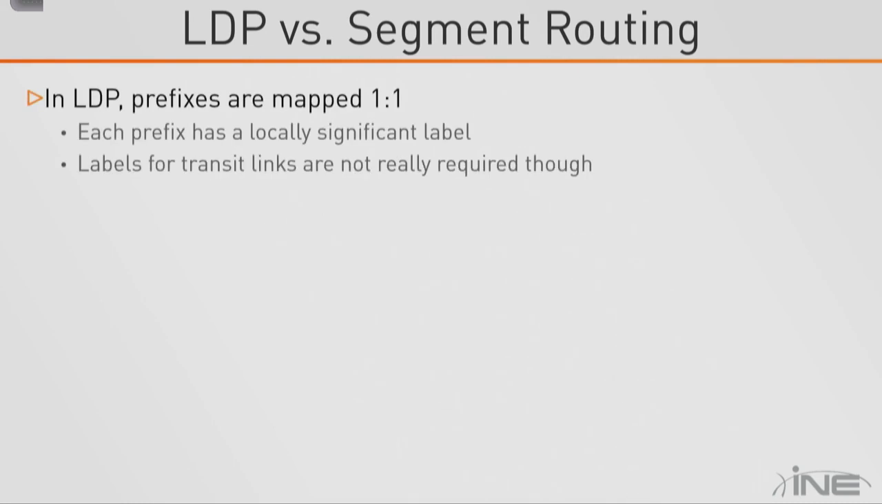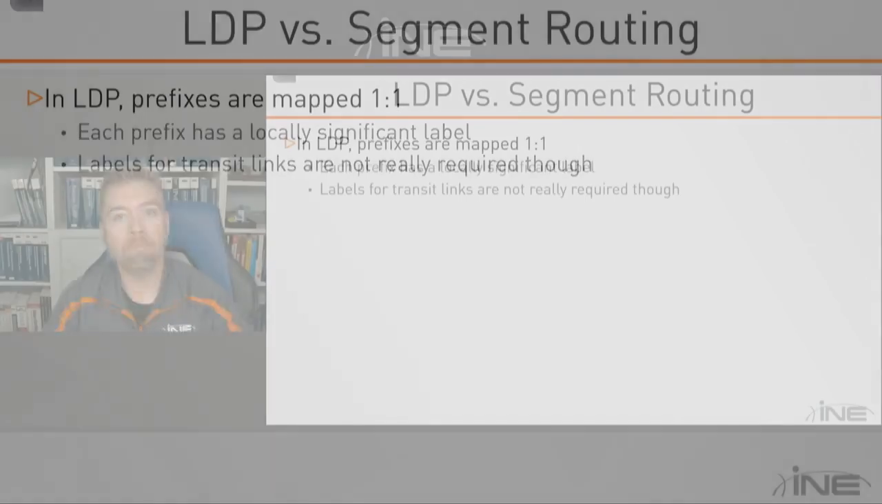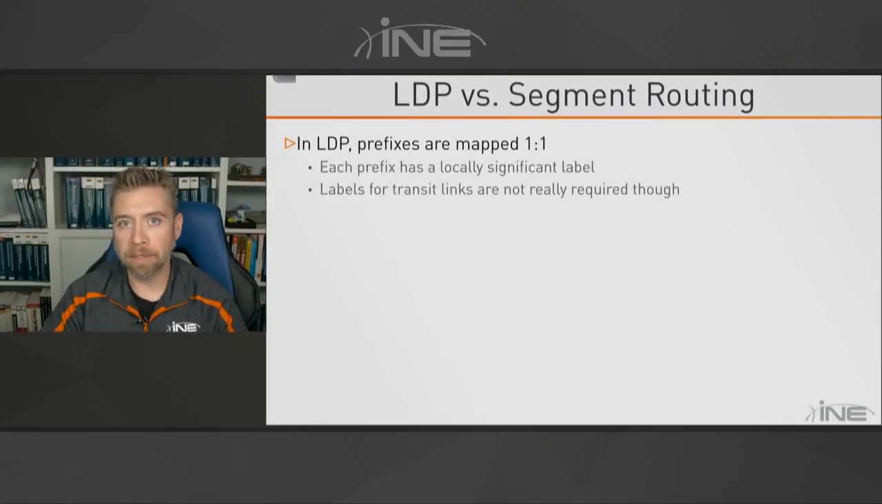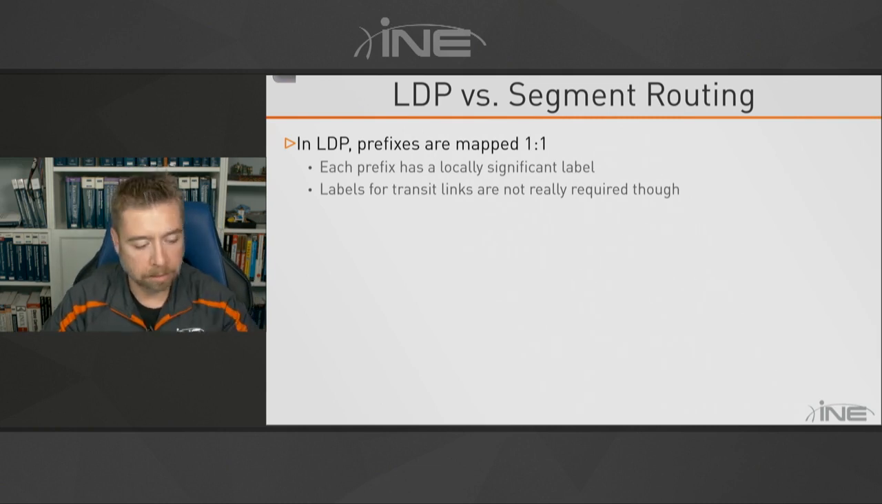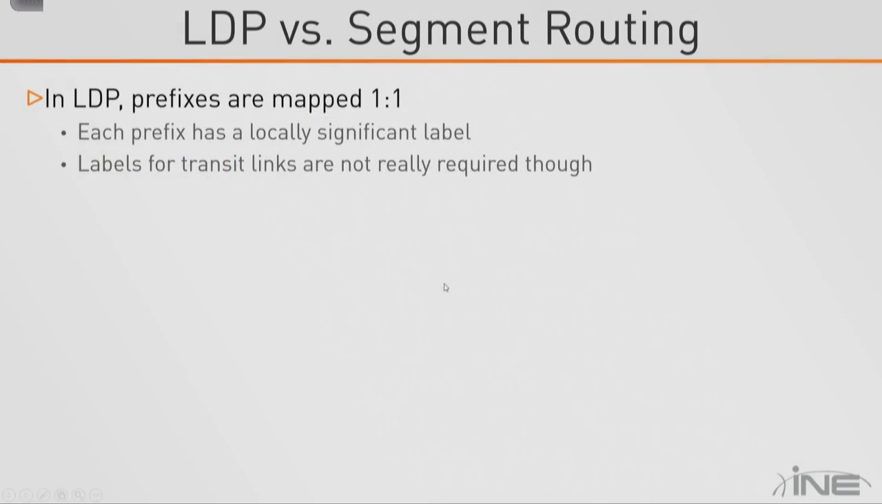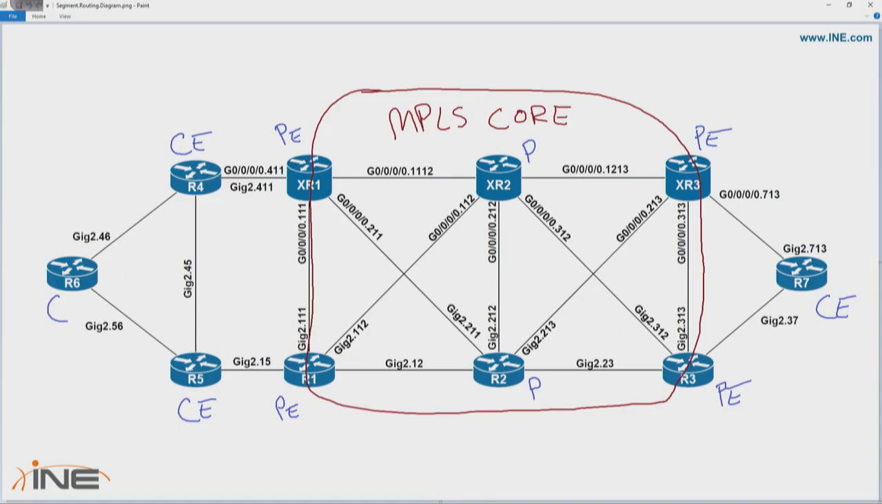Okay, so how does LDP compare to segment routing? So in LDP, we advertise our prefixes in OSPF or ISIS. Then LDP starts running, and it takes each prefix that you're advertising, and it does a label binding to it. Now, the potential problem with this, though, is that we don't necessarily need the label numbers for the transit links. Okay, and let's take a look at our diagram here and try to visualize why this would be the case.